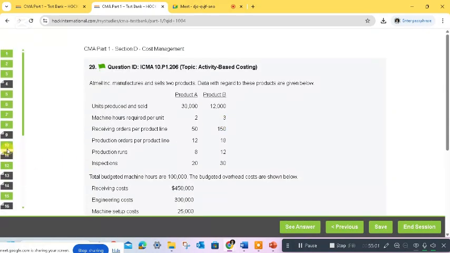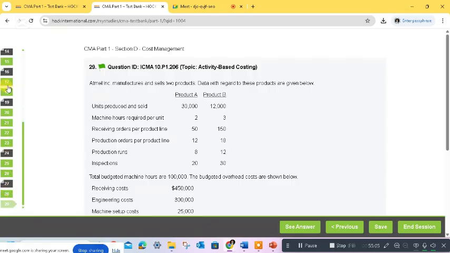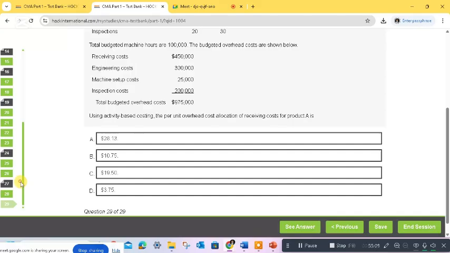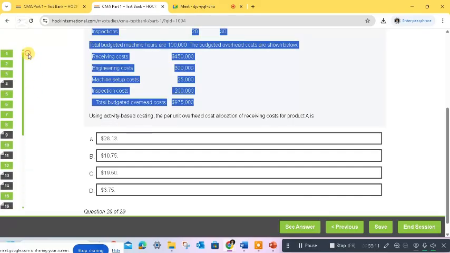Right, the remaining questions I'll leave to you. 1, 2, 3, 4, 5, 6, 7, 8, 9, 10. 10 questions I have done out of 29. So you have another 19 questions for you.